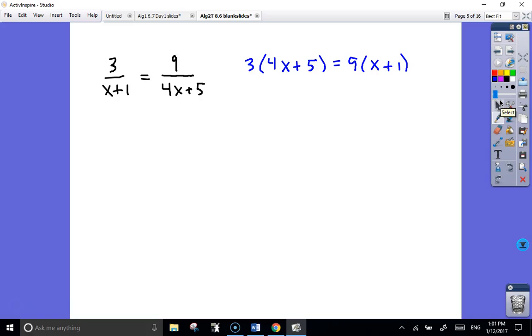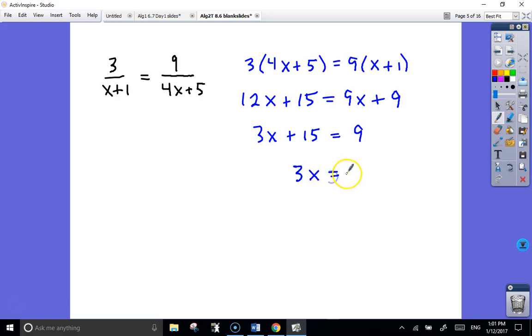So we solve, it's linear, just 12x plus 15 equals 9x plus 9. Okay, let's get the x's together, minus 9x, 3x plus 15 equals 9. Subtract 15, 3x equals negative 6. So x equals negative 2.